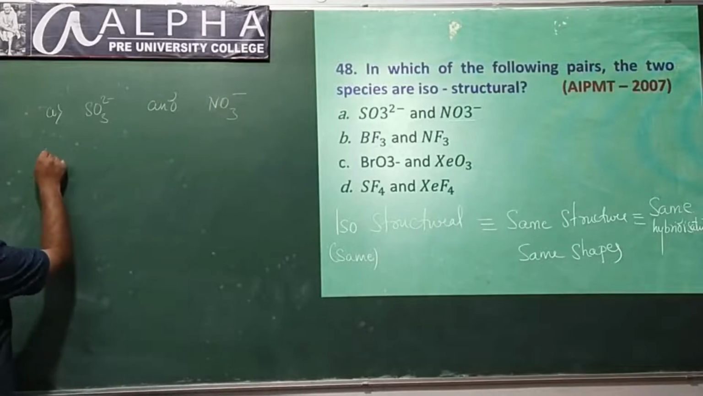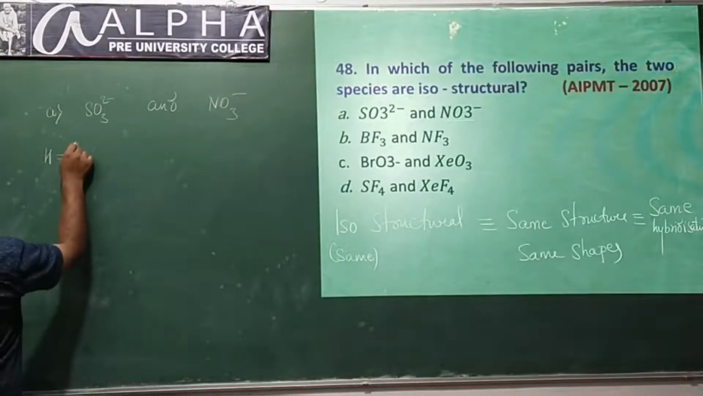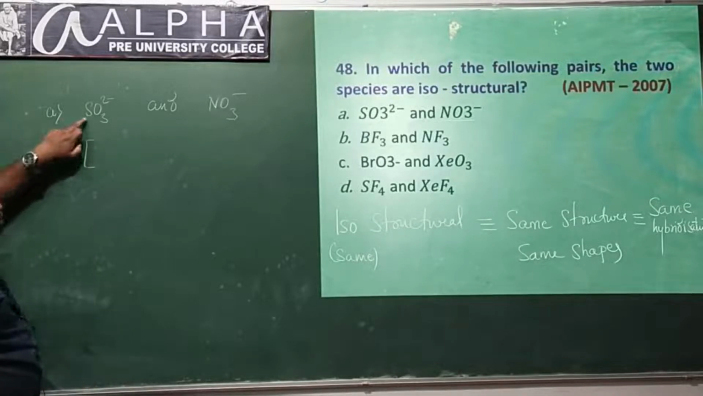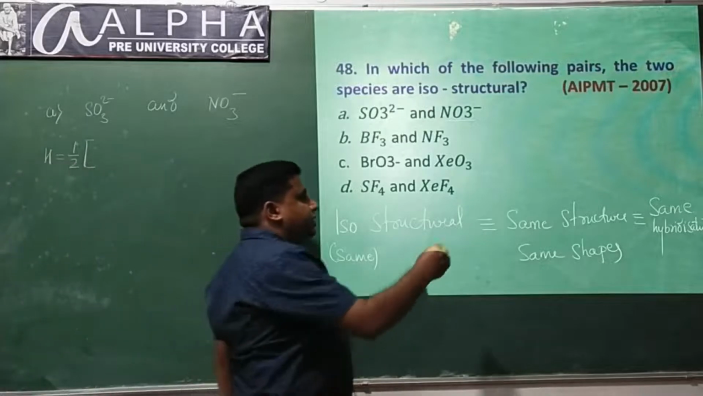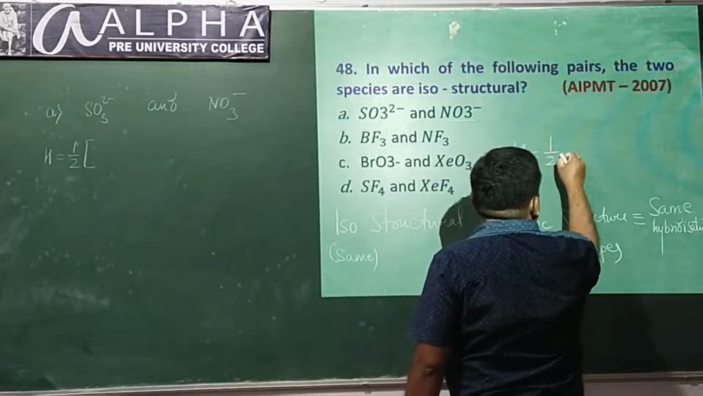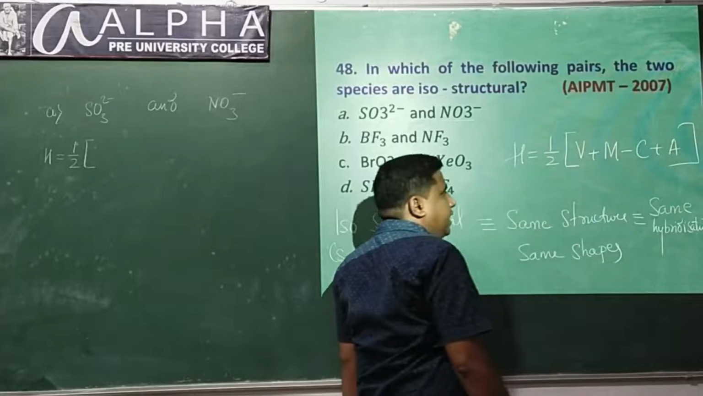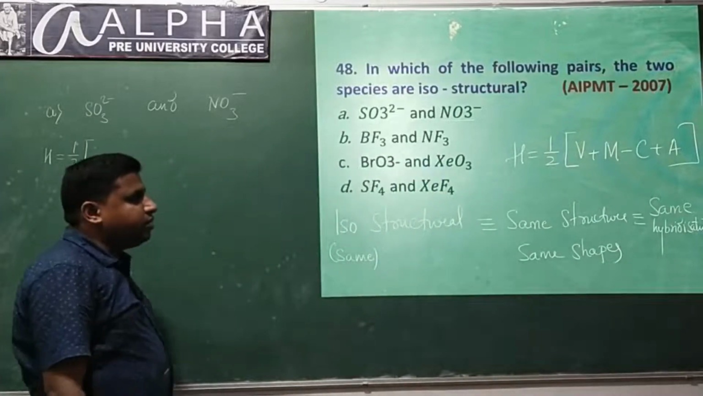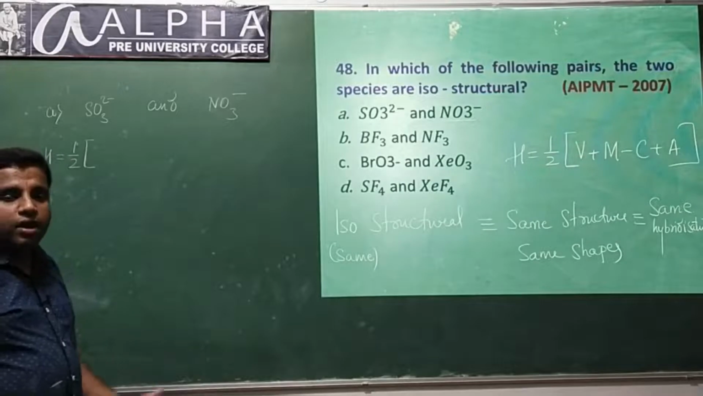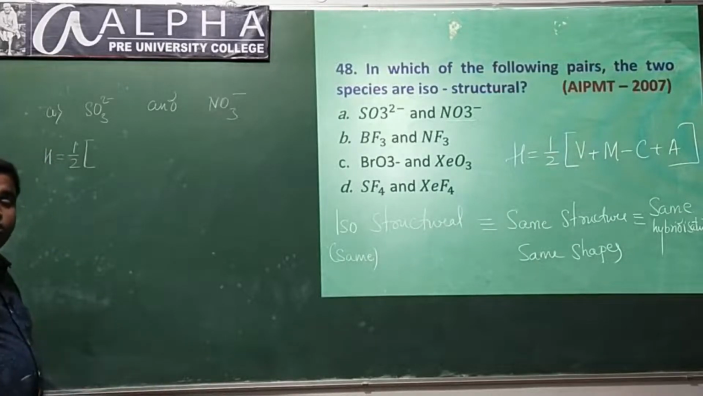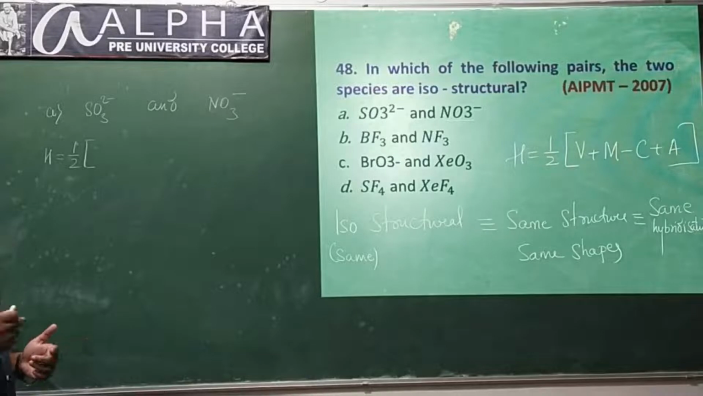Let us calculate the hybridization. What is the formula to calculate hybridization? H is equal to half of V plus M minus C plus A. Remember that formula always. How many times have I used that formula in my previous lecture videos? I think right now that formula should be at the tip of your tongue. If you revise the videos again and again, you will become more and more thorough with that. So use that formula.